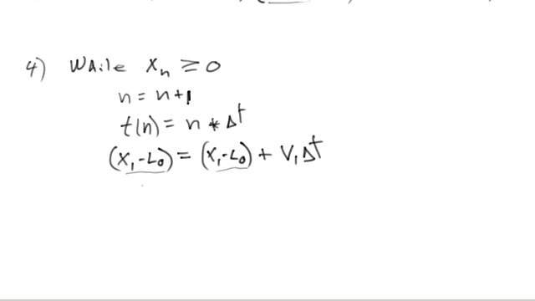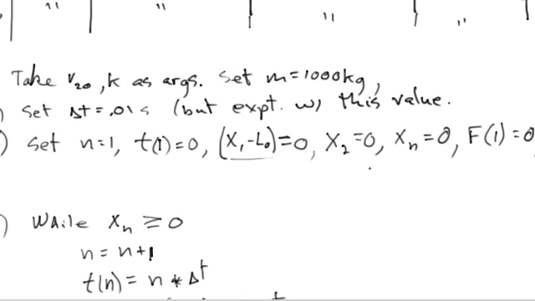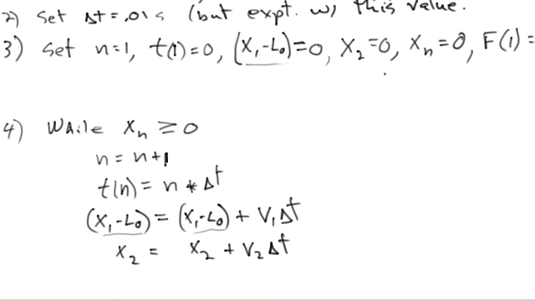So the new value of x2 is equal to the old value plus v2 times delta t. This is the definition of velocity, really, but we're treating it as being constant because delta t is such a short time interval. We should be able to get away with it. And if not, I make it shorter.